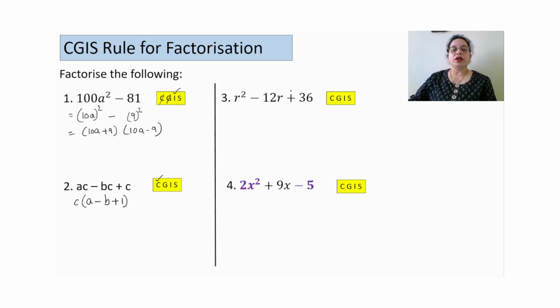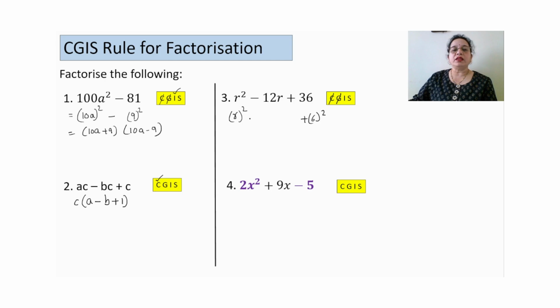Come for the third one. The first one again, C, taking common is not possible. Three terms are there, grouping is also not possible. Now we will check for identity. Can we write down the first term as a whole square and the last term as a whole square? Yes, we can write down.